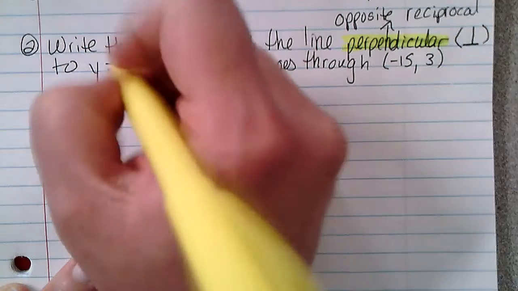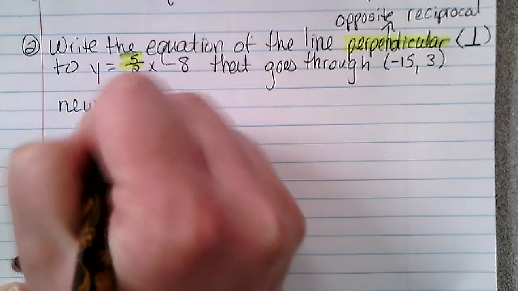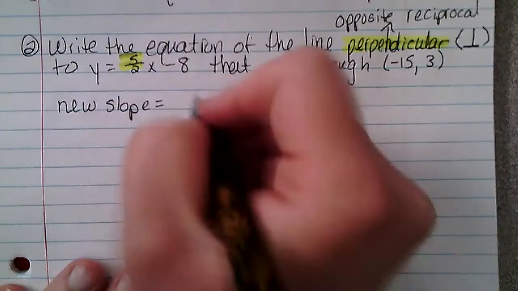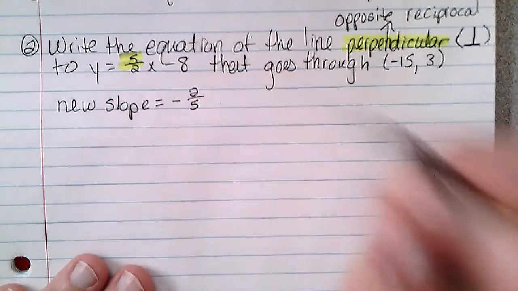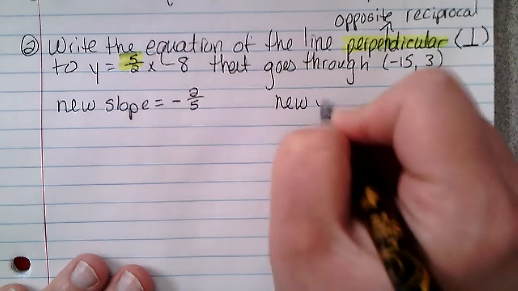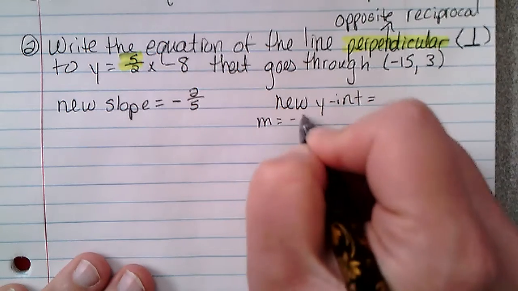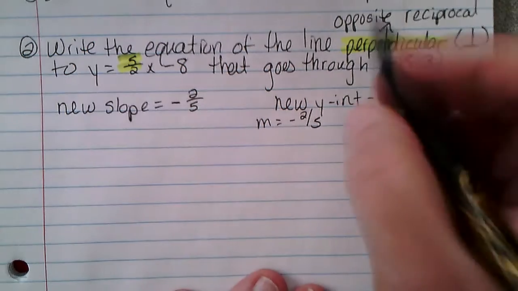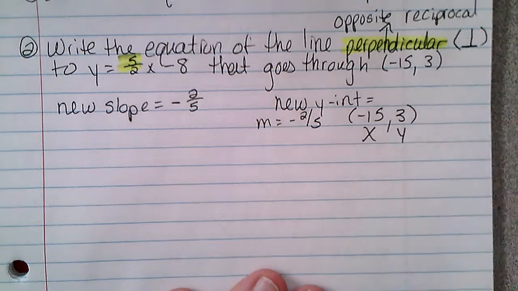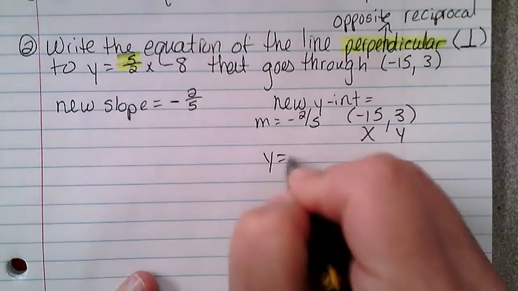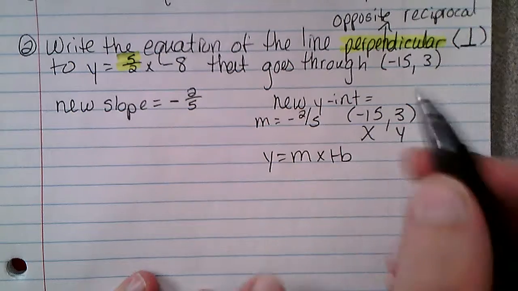So we need this 5 halves, but this time it's not going to stay 5 halves for our new slope. Since it's positive, we're going to make it negative. That 5 over 2 is going to flip to become 2/5. Then we can calculate our new y-intercept using now our opposite reciprocal slope, negative 2/5, and that point, negative 15, 3, that gives us our x and our y value. And as always, we'll plug that information into y equals mx plus b to find our y-intercept.